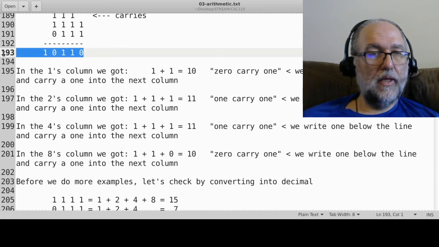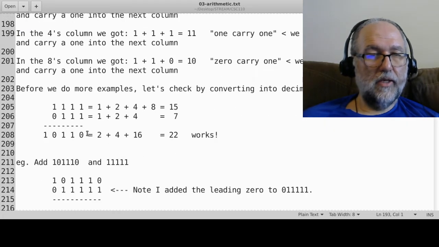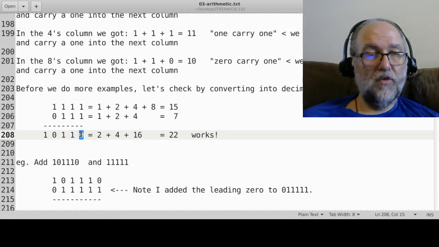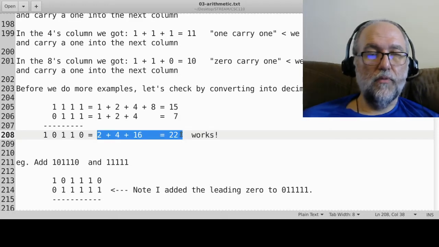Well, when we did it in binary, we got 10110 as the answer. So here it is, 10110 is the answer. Let's convert that to decimal. We have no 1s, we have a 2, a 4, and a 16. There are no 8s. So we have a 2, there it is. We have a 4, there it is. And we have a 16, there it is. So 2 plus 4 plus 16 is equal to 22.